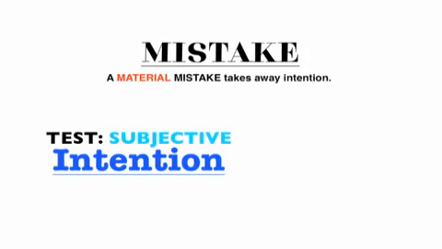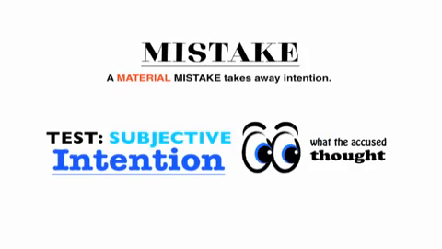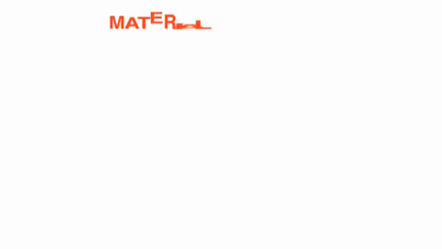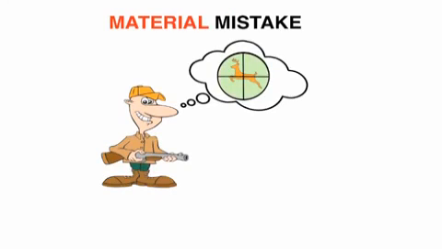Mistake. A material mistake takes away intention. The courts use a subjective test when establishing intention, and therefore they use a subjective test when establishing a mistake. This is because a mistake negates intention. A material mistake. Let's look at an example of a material mistake.